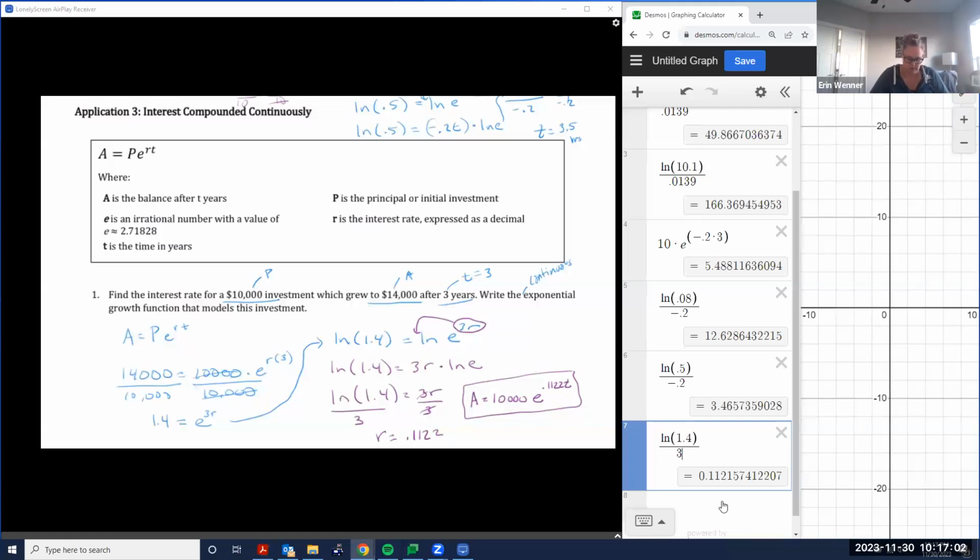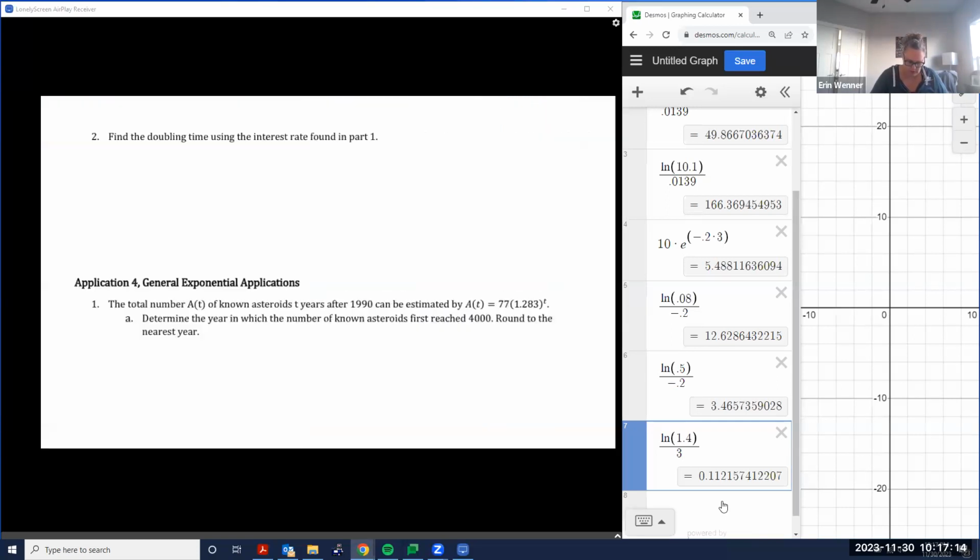So we're going to go to number 2. I'm going to copy this formula so that we have it for part 2. So if we go to the next page, it says find the doubling time using the interest rate in part 1. So let me paste that over here. So we've got it. So again, doubling time, that means twice as much. So again, how long until the balance is twice the initial investment?